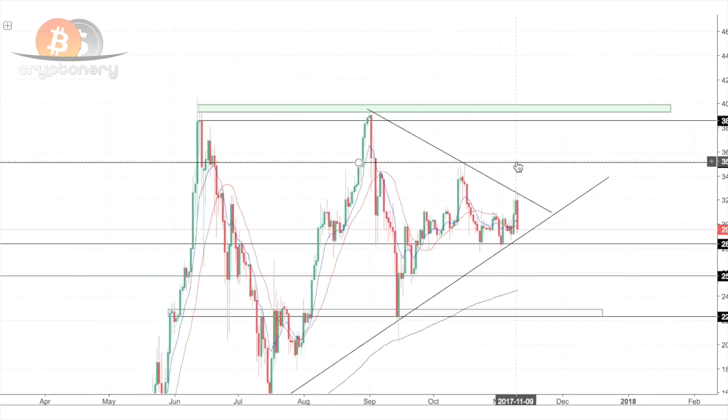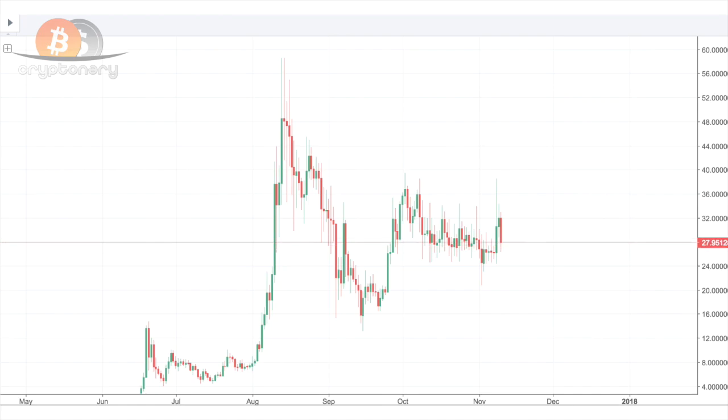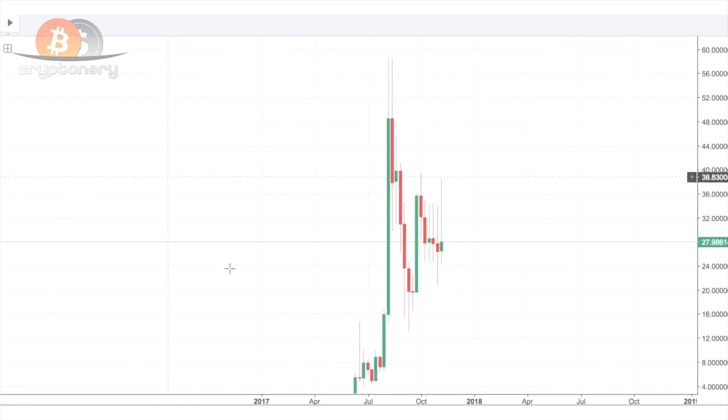Now we've broken these down in depth, I'm going to quickly run through Neo and Litecoin without going into too much detail, just to show you this analysis on a full board perspective. So we'll jump to Neo and begin the analysis. We'll start off on the weekly once again.